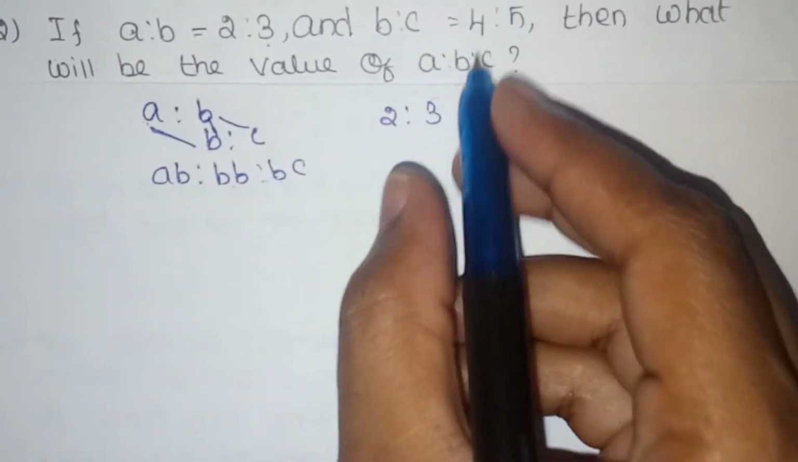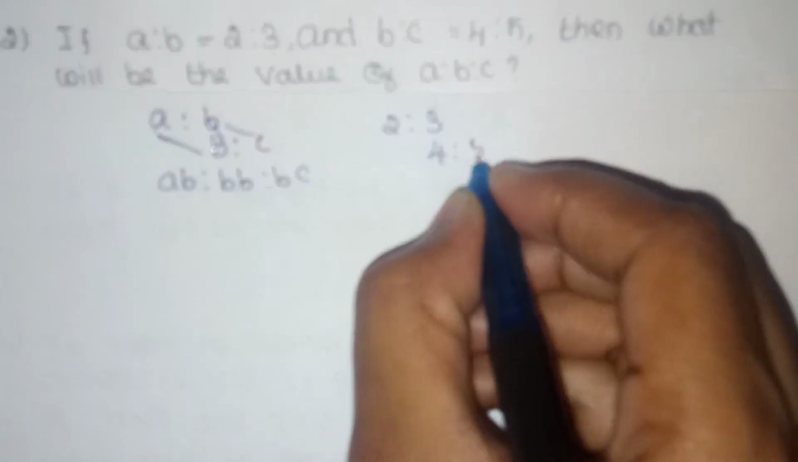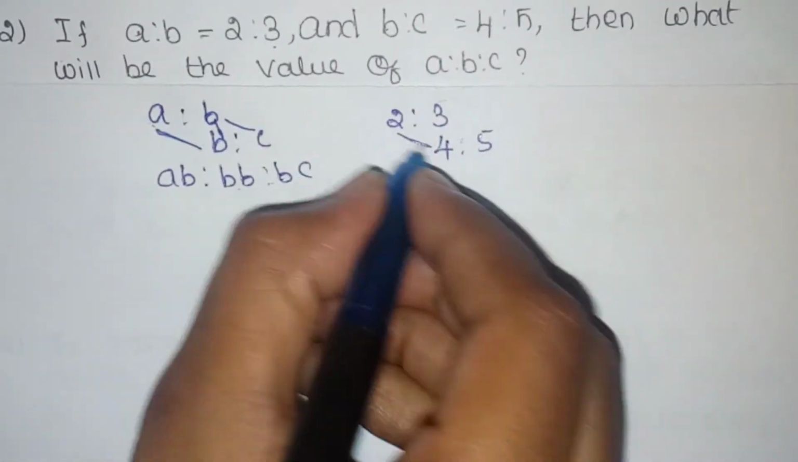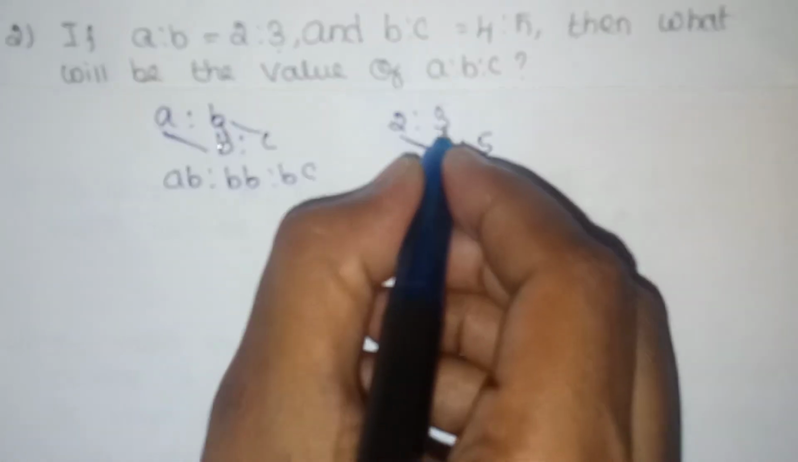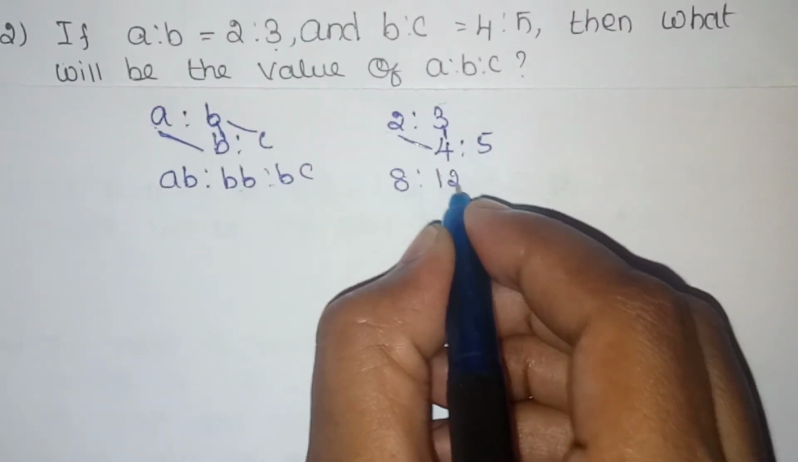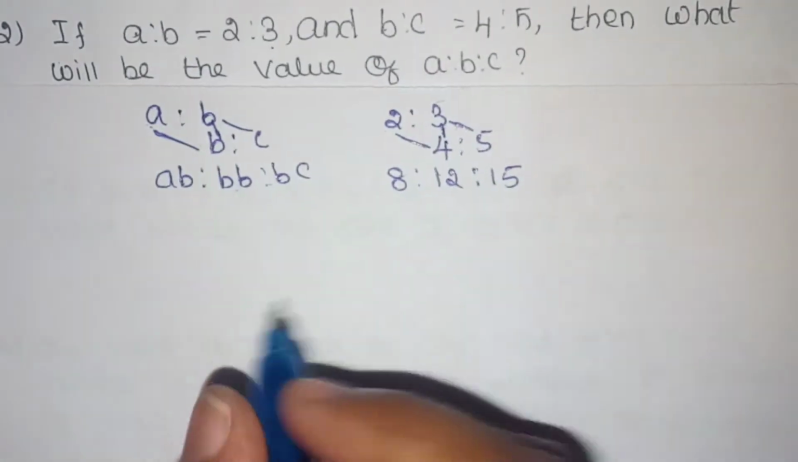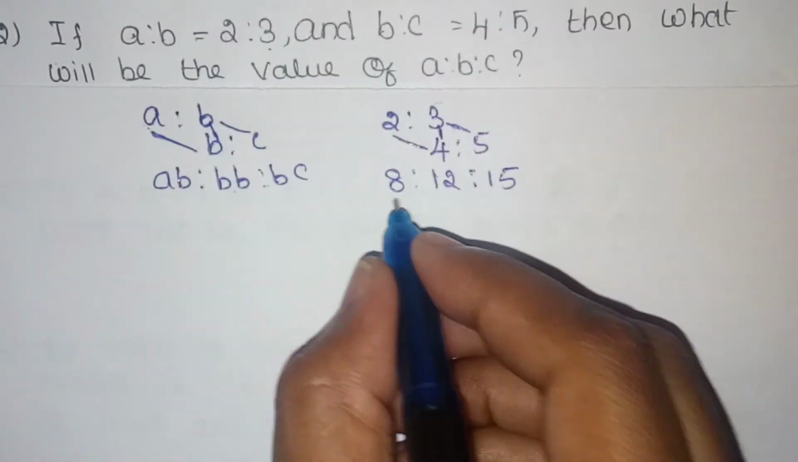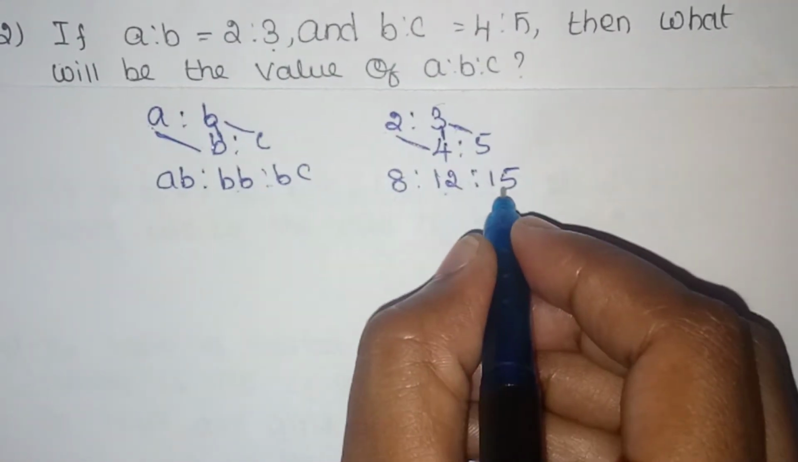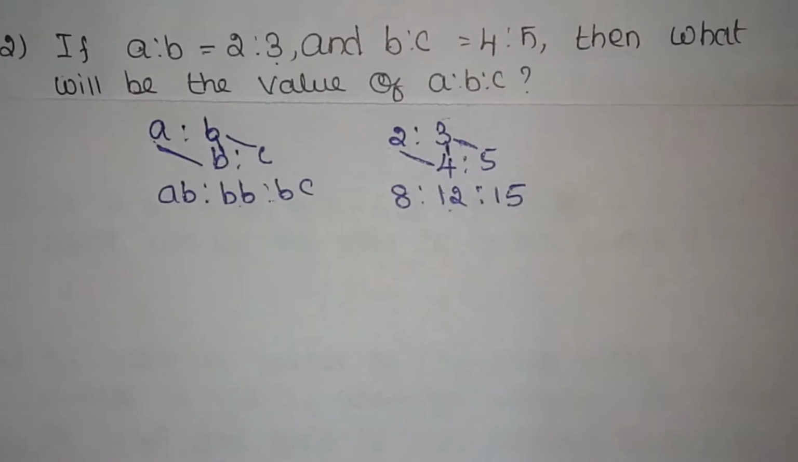2 is to 3, with the value of B, 4 is to 5. So the first will be the product of these two, 8. The second will be the product of these two, 12. The third will be the product of these two, 15. So our ratio of A is to B is to C will be 8 is to 12 is to 15. Let us see the third problem.